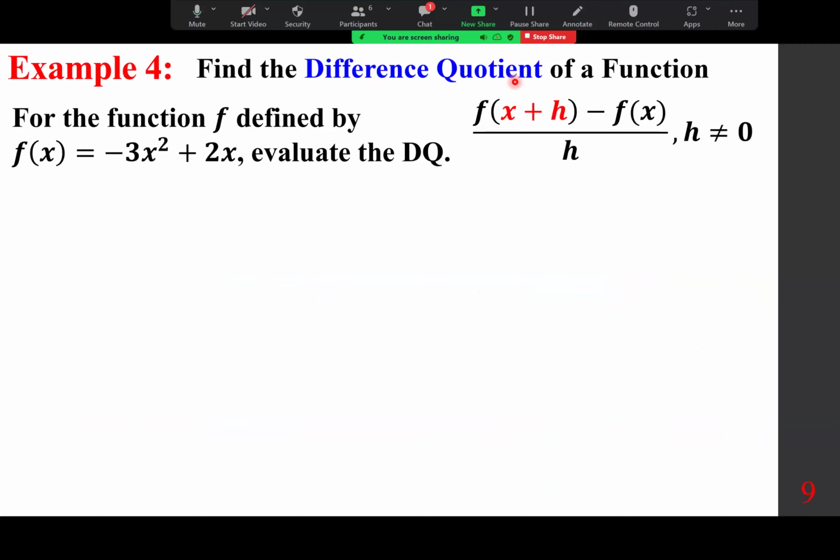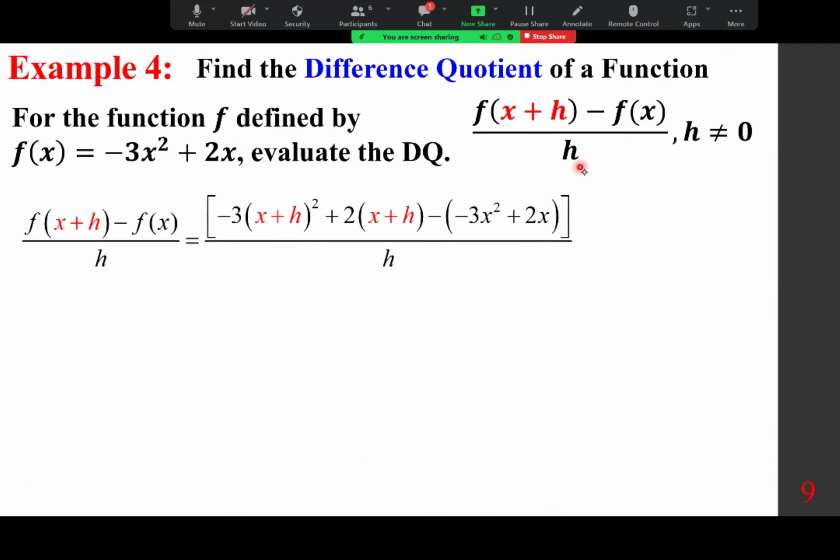Find the difference quotient, sometimes we just call it dq, of a function which has the expression f of x plus h minus f of x over h, where h can't be 0. For the function f defined by f of x equals minus 3x squared plus 2x, evaluate the dq. So to do this, replace the x with x plus h, and you get minus 3 times x plus h, quantity squared plus 2 times x plus h, minus f of x, just plug it in, just the way it is, over h.